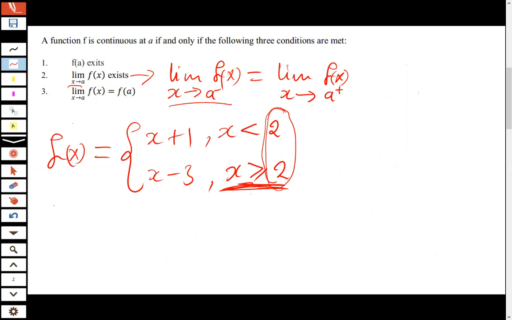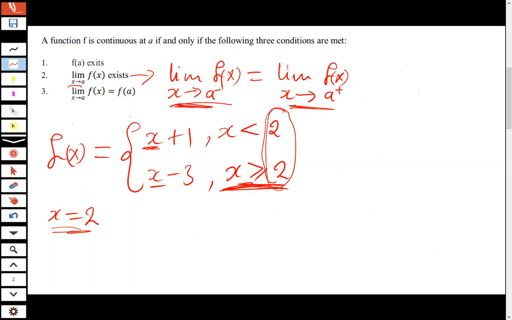So if you're testing whether the function f of x is continuous at 2, what you just need to do is to replace the value of x, which is this 2, in the first function. You also replace it in the second function. You see if you're going to get the same answer on this side and that side. Anyway, we're going to look at an example, and then we'll see how you apply these rules.